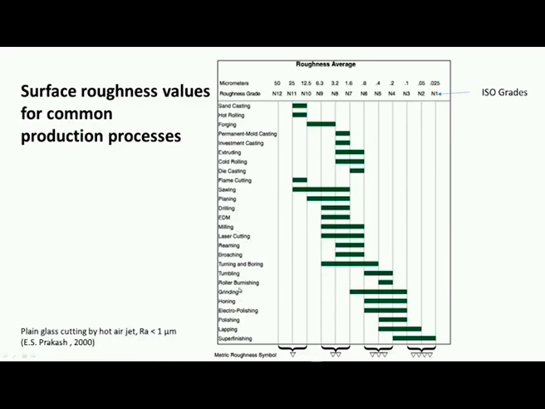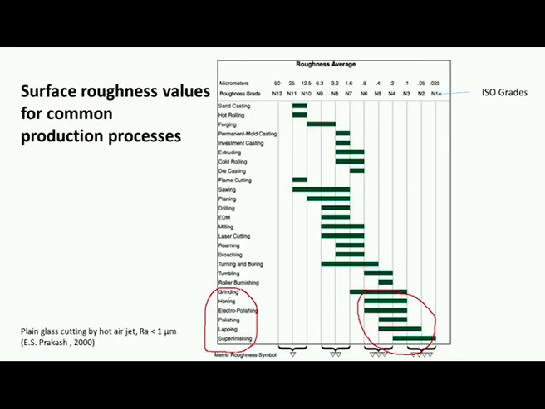So and then finishing operations like grinding, honing, electro polishing. Now you can see here these finishing processes like grinding, honing, lapping, super finishing, they are able to give very fine finishes. I can see here the range is from 0.05 up to 0.8 micrometer Ra. Super finishing can provide even finer finish of up to 0.025 micrometer Ra.